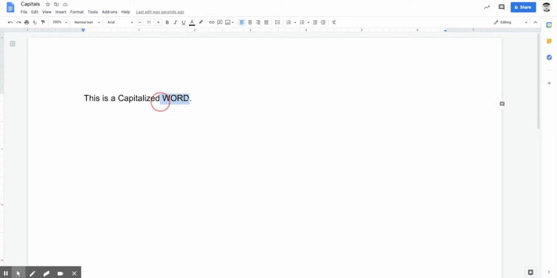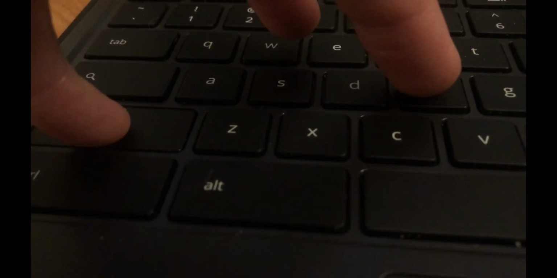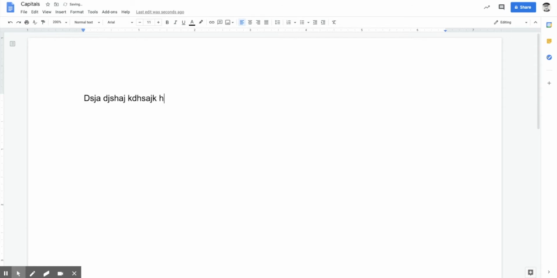Now I see students will do this. They will put a word with all capitals, but we don't type in all capitals. We only do the beginning of the sentence or proper nouns, which are like names. The name Mr. Svec would be capitalized at the beginning, M and S, but the rest of the letters are lowercase. So you hold down shift and you make a capital letter at the beginning of your sentences, and we're not typing in all lowercase.